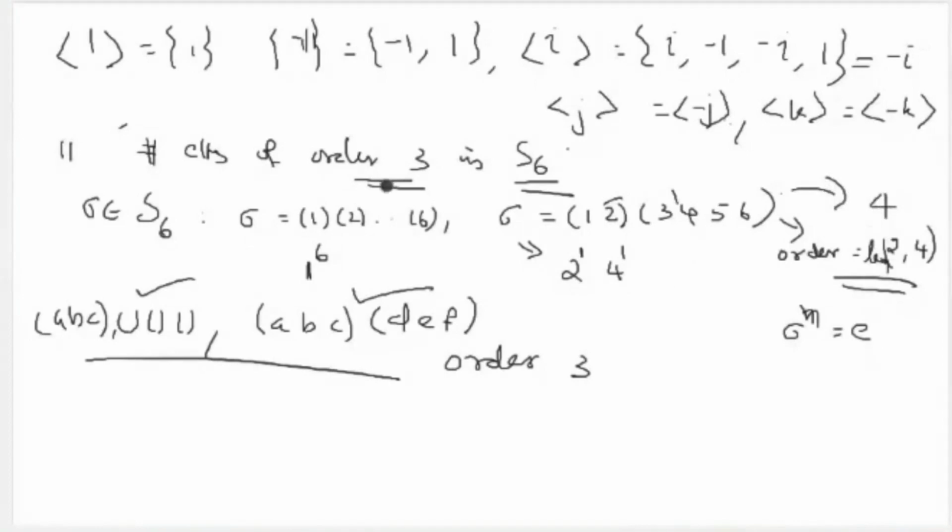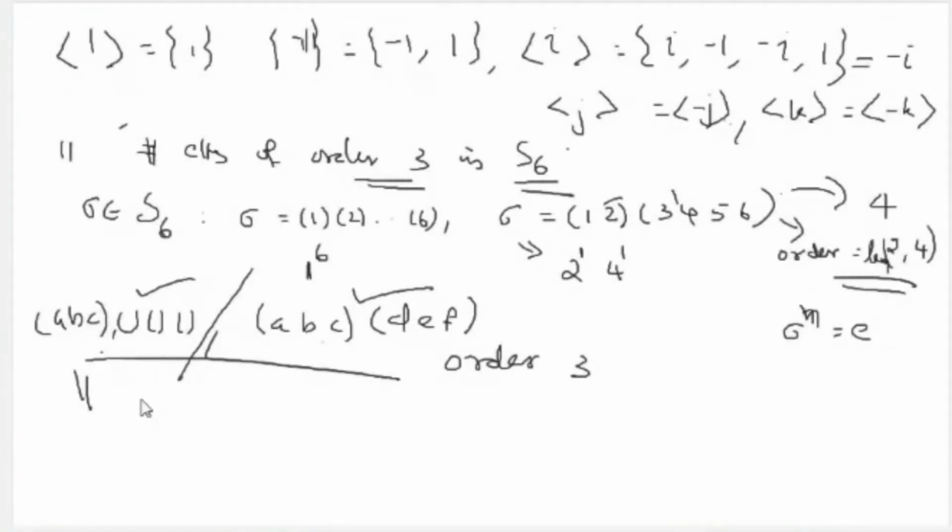But we want an element of order 3. So either it will be a product of one 3 cycle together with 1 cycles, or two 3 cycles, because the LCM of 3 and 3 is again 3. So only these kinds of structures will give order 3. So if sigma is an element of order 3, it will have a structure like this or this. Now what is the number of elements having this structure?